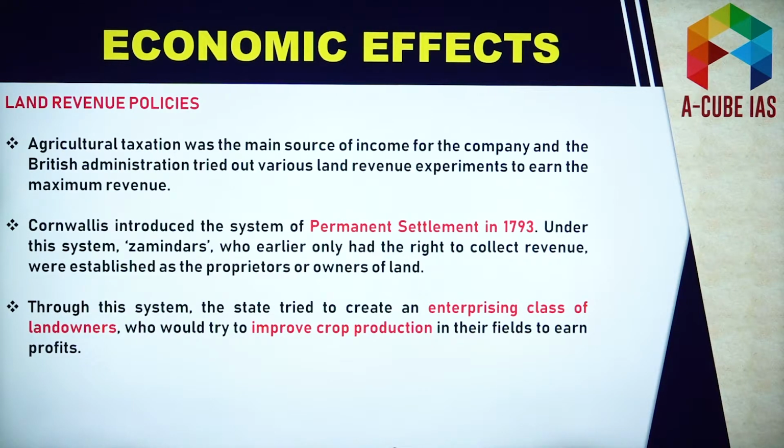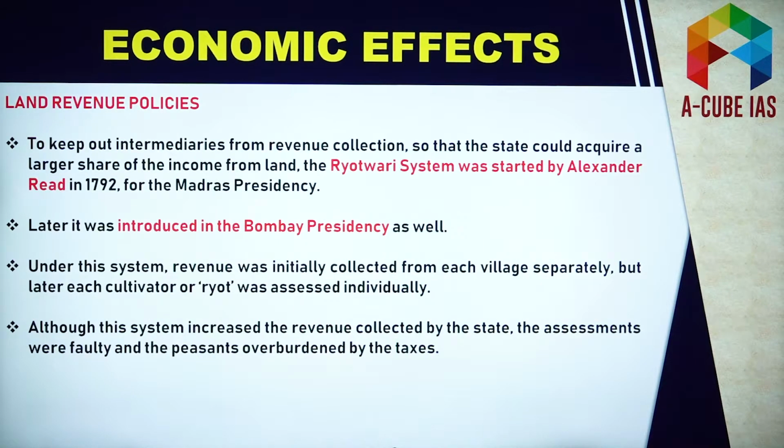In 1793, Cornwallis introduced the system of permanent settlement, and under this system, zamindars, who earlier only had the right to collect revenues, were established as owners of land. The estate's demand for land revenue was permanently fixed, but if zamindars were unable to pay the full tax, then their lands would be taken away and auctioned by the state. So this was the permanent settlement. Again, I would like to repeat that it was introduced in 1793 by Lord Cornwallis.